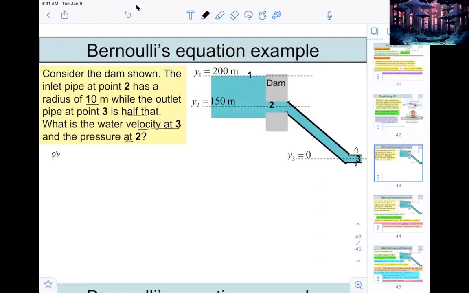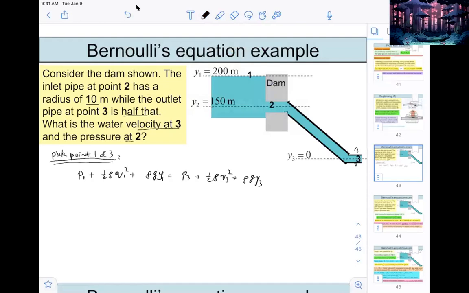If we pick point 1 and 3, we're able to solve for the water speed at point 3. So we're going to use the equation we just derived: P1 plus 1/2 rho V1 squared plus rho G y1 equals P3 plus 1/2 rho V3 squared plus rho G y3, right? That is Bernoulli's principle, the equation we just derived.